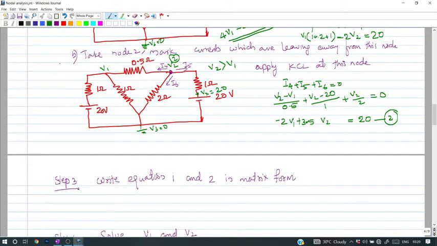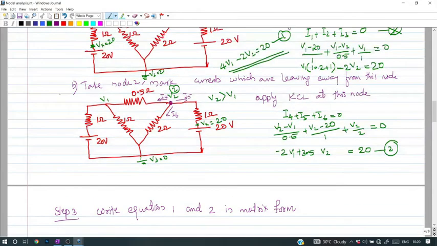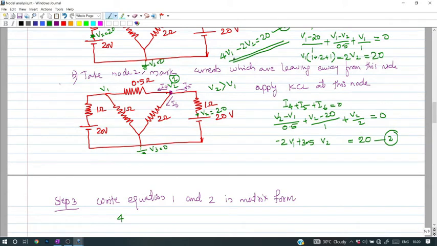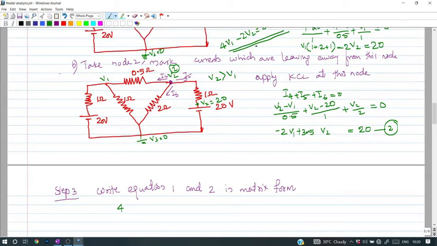Now the next step, step 3, is to write equations 1 and 2 in matrix form, the matrix representation method. So the coefficients of V1 and V2 can be written down as a coefficient matrix. The coefficient of V1 is 4 and the coefficient of V2 is minus 2. In the case of equation number 2, the coefficient of V1 is minus 2, and the coefficient of V2 is 3.5. So this is the coefficient matrix.